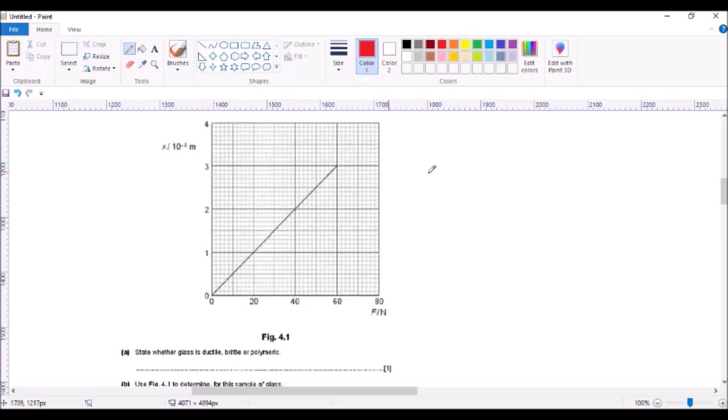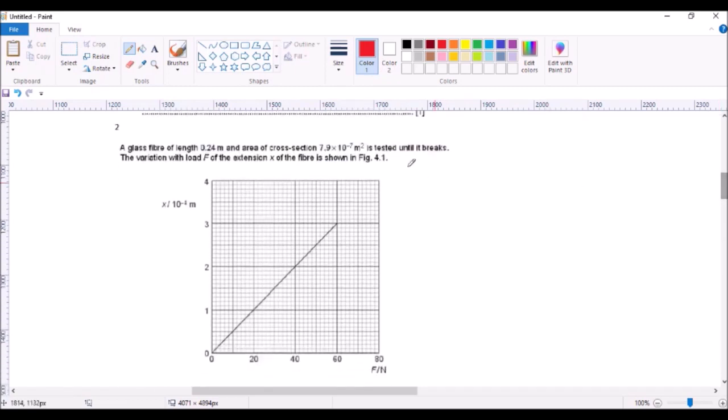State whether glass is ductile, brittle, or polymeric. Glass is brittle, but the glass fiber seems like it's not brittle. What is the story here? Until it breaks, max tensile strength. It will break here, that means it's brittle. That is our graph for something brittle. It is a straight upward line up to the break. It doesn't go plastic, it just goes brittle and breaks.